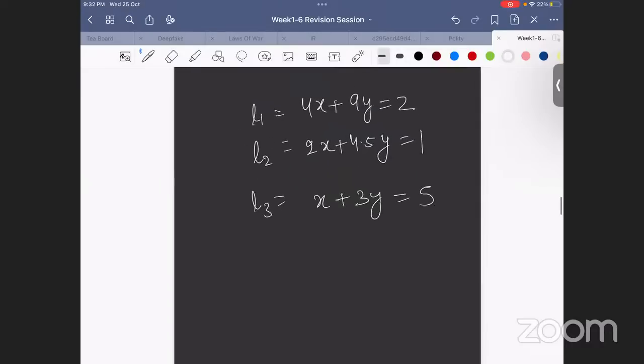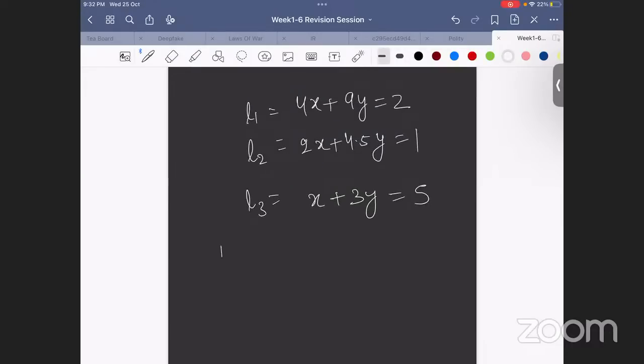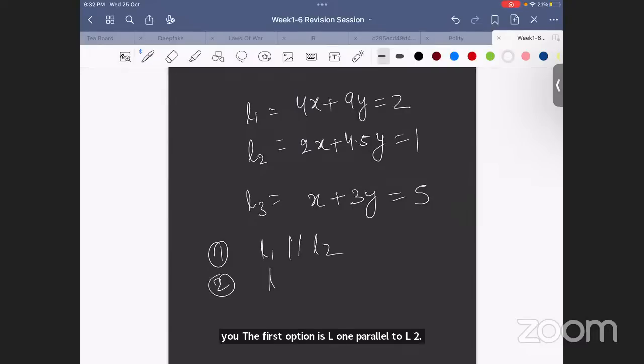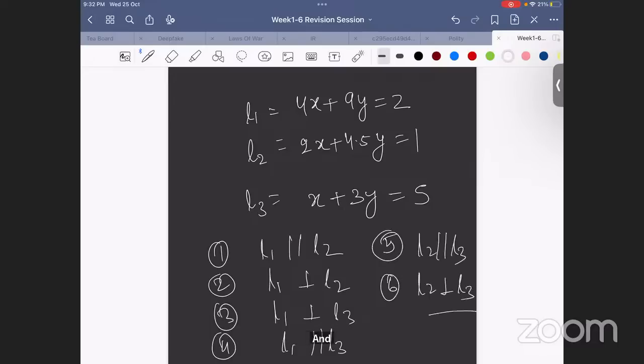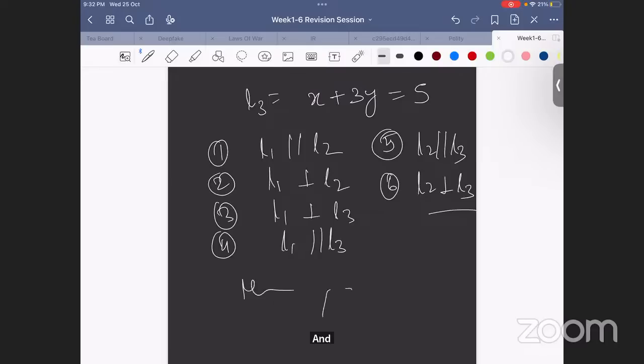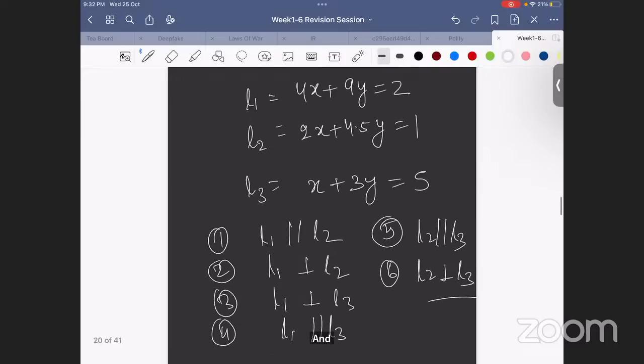Which of the following options are correct? The first option is L1 parallel to L2. Second option is L1 perpendicular to L2. Third option is L1 perpendicular to L3. Fourth option is L1 parallel to L3. L2 parallel to L3. L2 perpendicular. Then they can ask you how many of the options are correct. This type of problem can be asked, and this is highly probable. So you should practice this type of question.